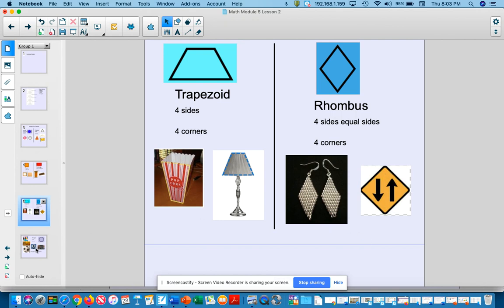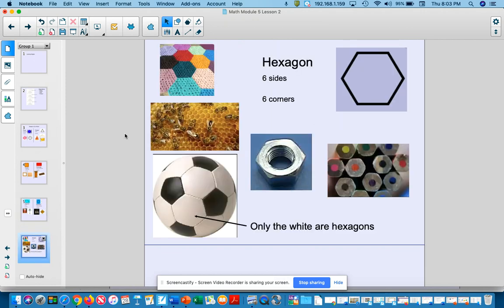Okay. And our last shape is another one you might not be as familiar with, and this is the hexagon. So a hexagon has six sides, and it also has six corners. Okay, so here are some things that we might see that are hexagons.